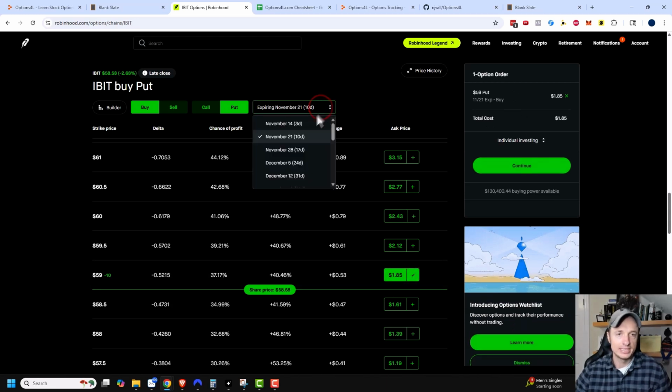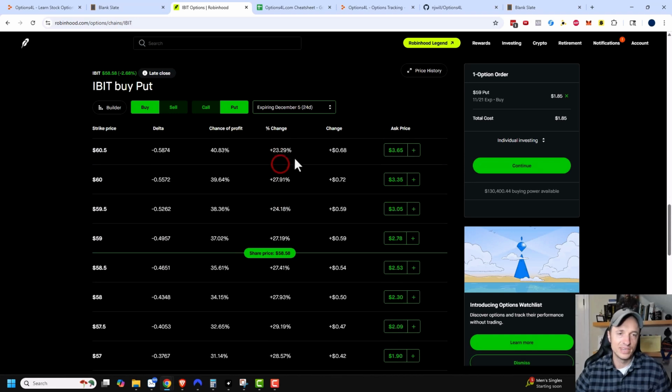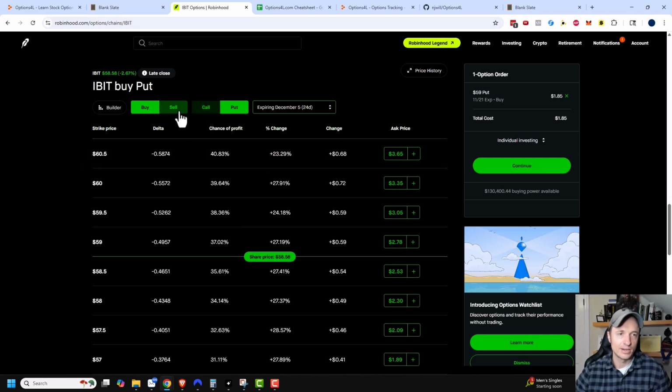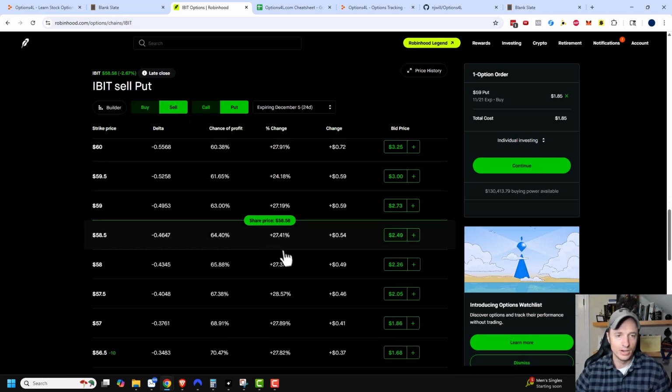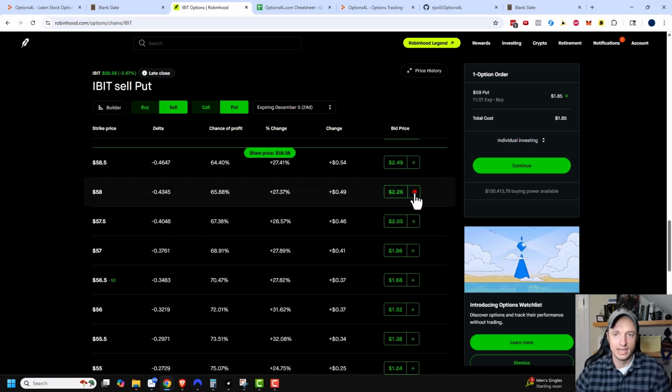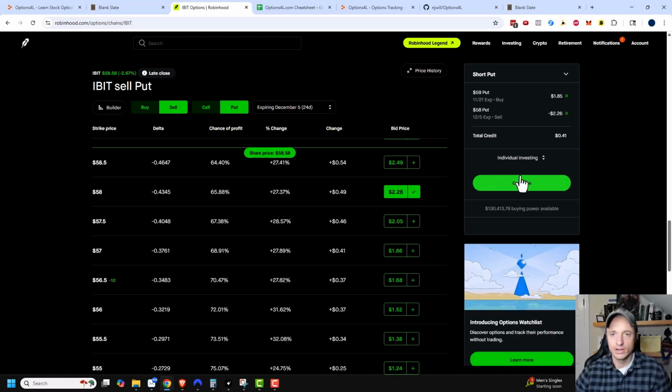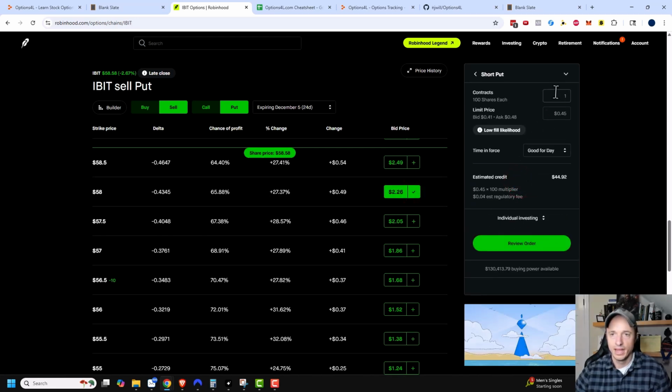And then I could change my expiration date. We found December 5th to be a good date. And in this case, I want to sell a put. So we wanted to sell the 58. I'll add that to my order, and then I can click on continue here. I had 10 contracts that I was shorting, so I could type in the 10 right there. And then I would review my order.